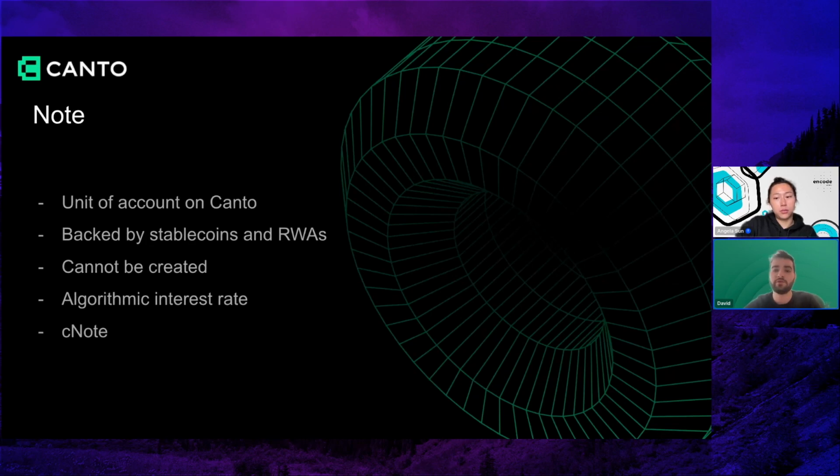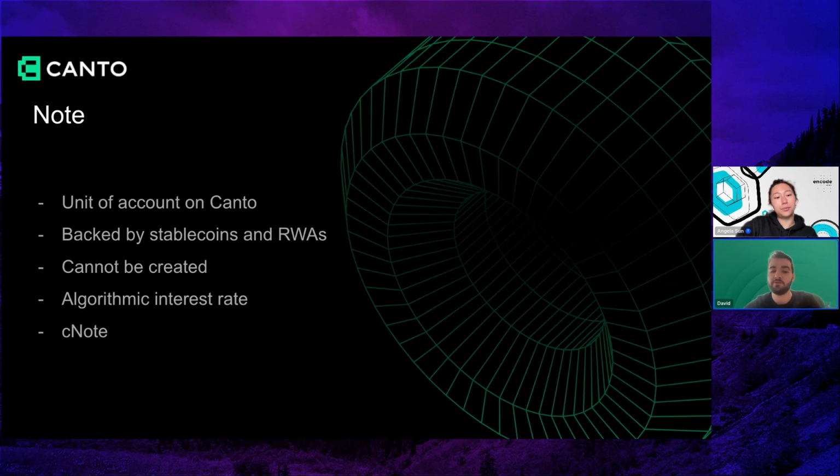So also a brief overview of Note itself. So Note is the unit of account on Canto. So everything in the lending market is accounted for in terms of Note and the price of Note. So Note itself is an over-collateralized currency, which is backed by stablecoins and real-world assets, or RWAs, with its value always rebalancing towards $1 using an algorithmic interest rate. So note itself cannot be created. All of it has already been created.